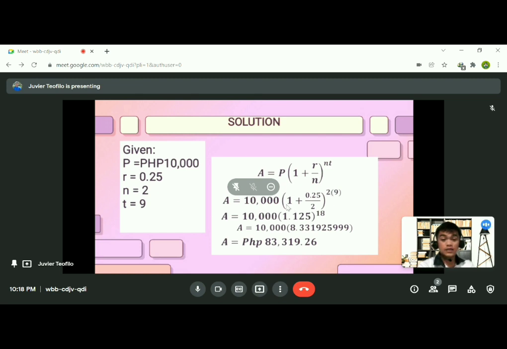10,000 times the parenthesis of 1 plus 0.25 over 2 to the power of 2 times 9. 2 times 9 is equal to 18. And if you're going to solve this, the number within the parentheses, we have 1.125. So, 10,000 times the parenthesis of 8.3319259999 is equal to 83,319.26 centavo.